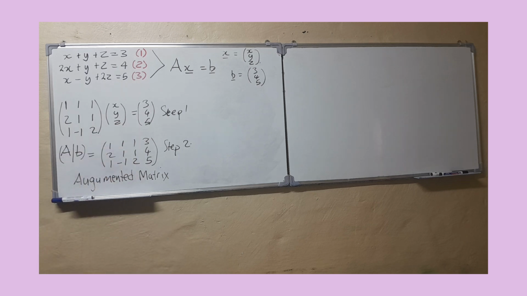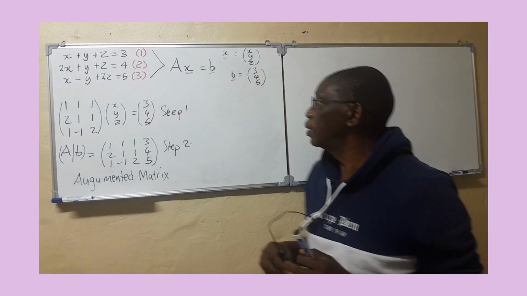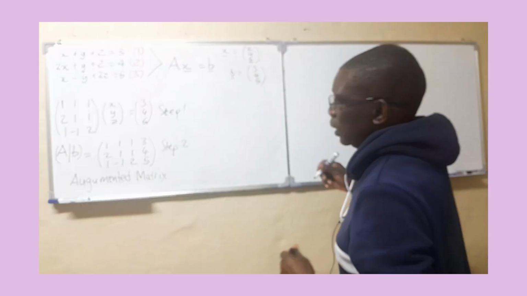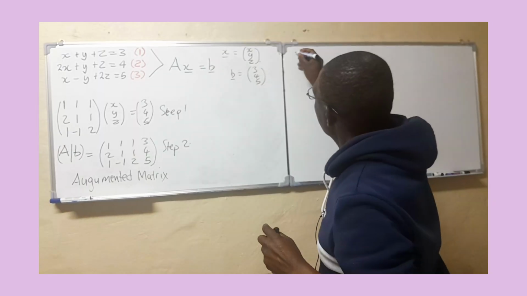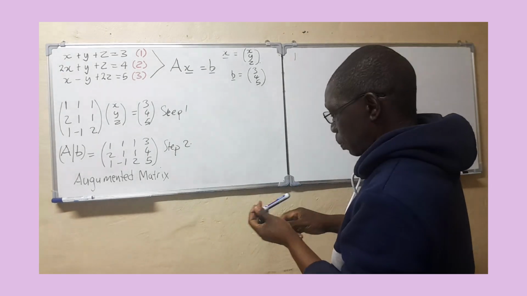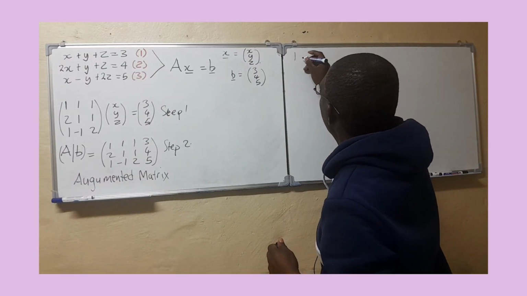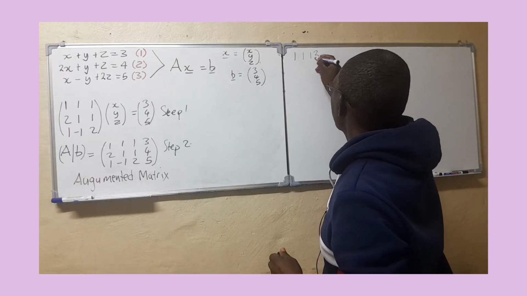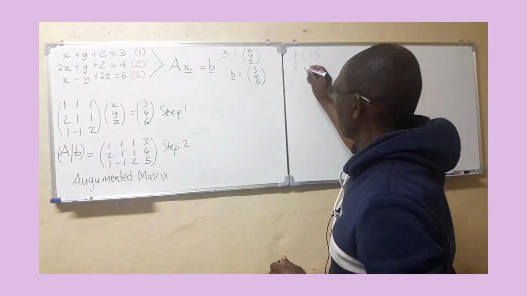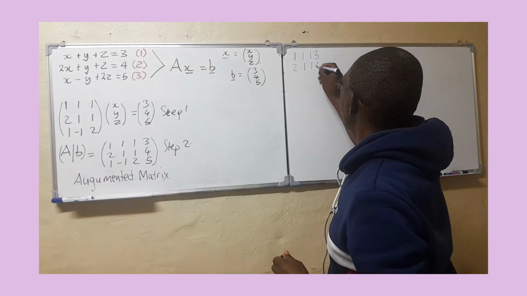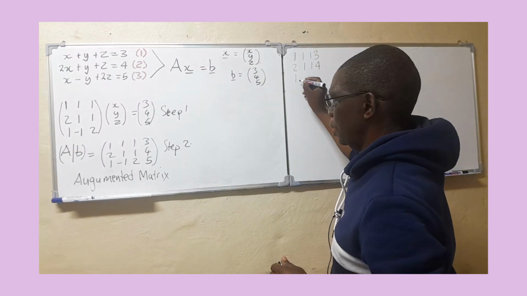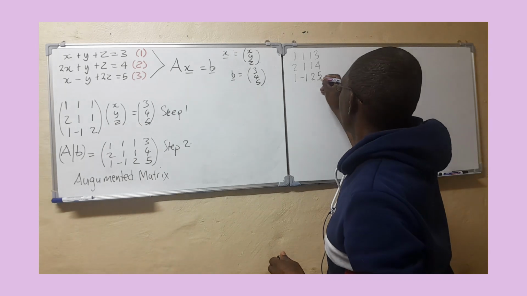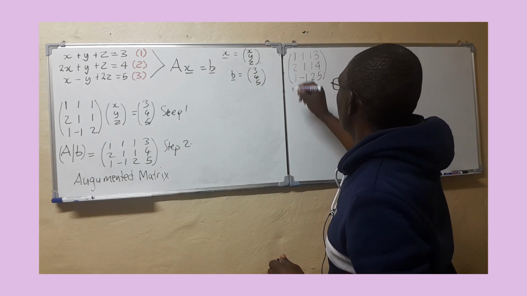Right, so with that in mind, we can now proceed over here and carry out the algorithms. Okay, so here is our augmented matrix again. There's a 1, a 1, a 1, and a 3. Then we have a 2, a 1, a 1, and a 4. Then we have a 1, a -1, a 2, and a 5. That is our augmented matrix.